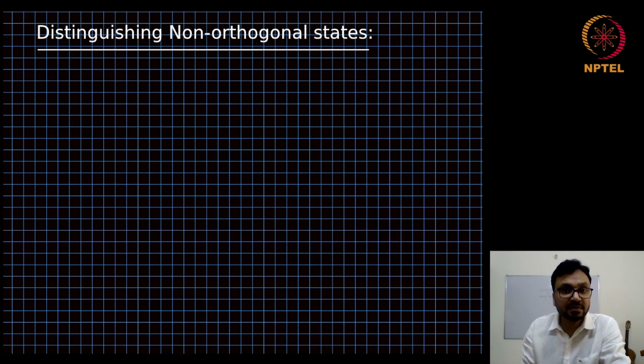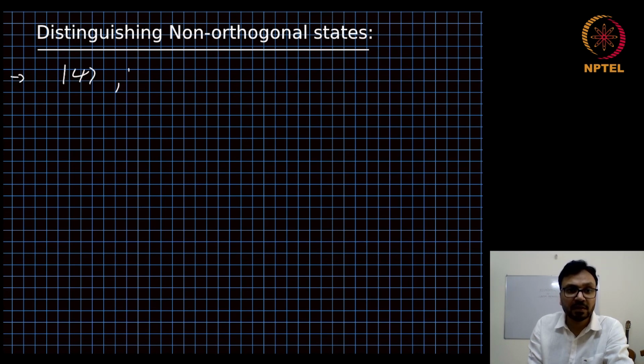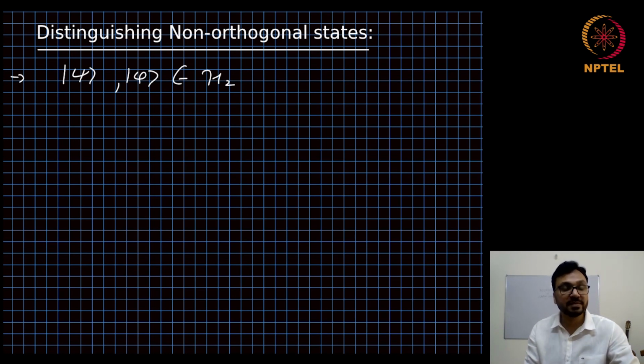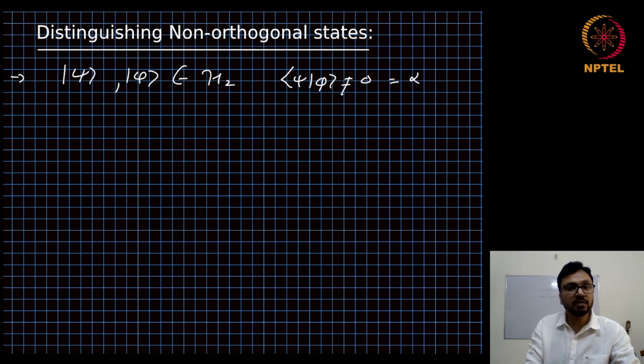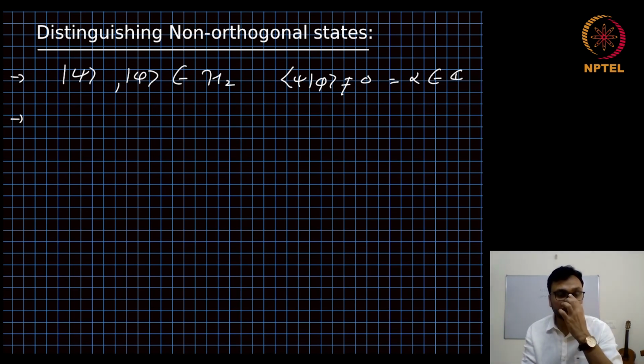The problem we are addressing in this lecture is the following. If we are given two states, psi and phi, let us say they are qubit states, so they belong to the Hilbert space H2, and they are not orthogonal. It means the inner product of psi and phi is not 0. Let us call it alpha, which is a complex number. Now, can we design a setup such that we can distinguish between the states psi and phi?